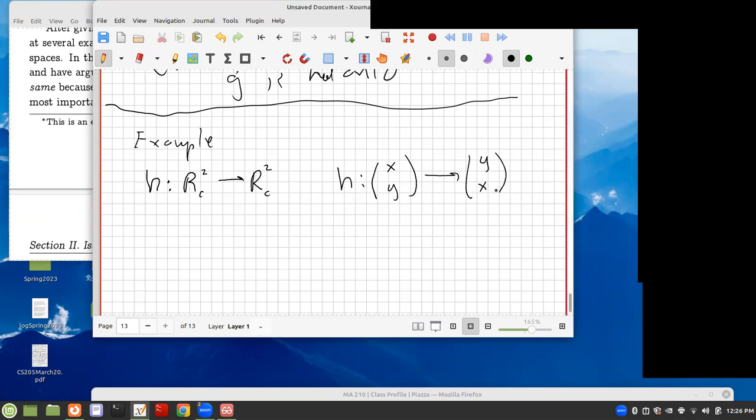So what I want you to do is go through the process. We don't have that much time left. Let's go through the process of showing that this map is linear, one-to-one, and onto, checking all those properties. Okay? Check or verify.